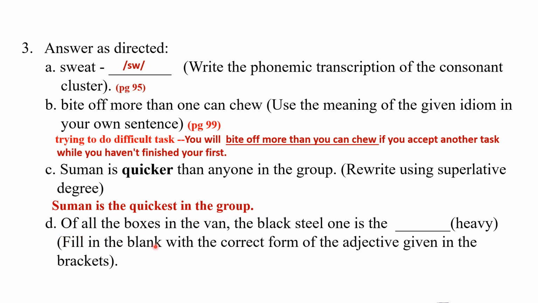Of all the boxes in the van, the black steel one is the dash. And the clue is heavy. Fill in the blank with the correct form of the adjective given in the brackets, and your answer is heaviest. Of all the boxes in the van, the black steel one is the heaviest because it is the superlative degree. Okay, students, we will move on to the next question.